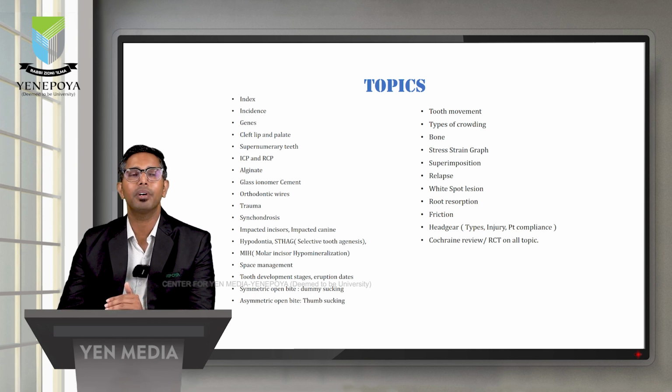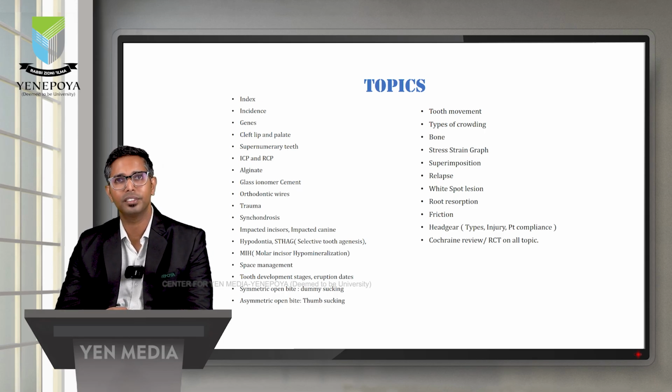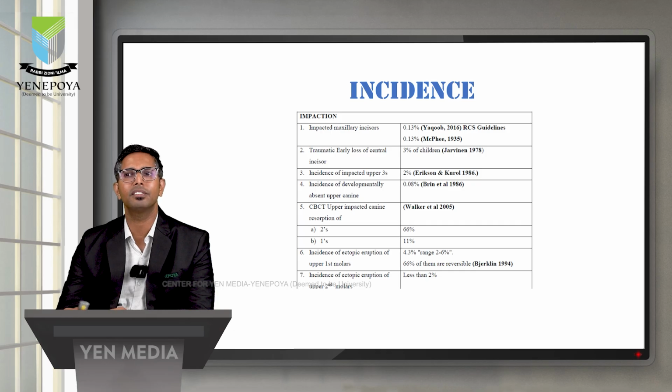ICP, RCP is nothing but your centric relation and centric occlusion, alginate, GIC, orthodontic bias, trauma, synchondrosis, impacted incisors, impacted canine, hypodontia, STHG, that is selective tooth agenesis, MIH, also called molar incisor hypomineralization, space management, development stages, eruption dates, symmetrical or asymmetric open bites, tooth movement, types of crowding, bone, stress strain graph, superimposition, relapse, white spot lesion, root resorption, friction, headgear, and Cochrane reviews. I'll just run through a few of the things which are very important.